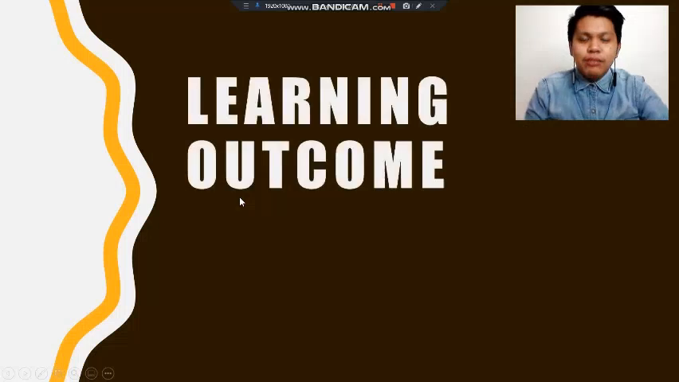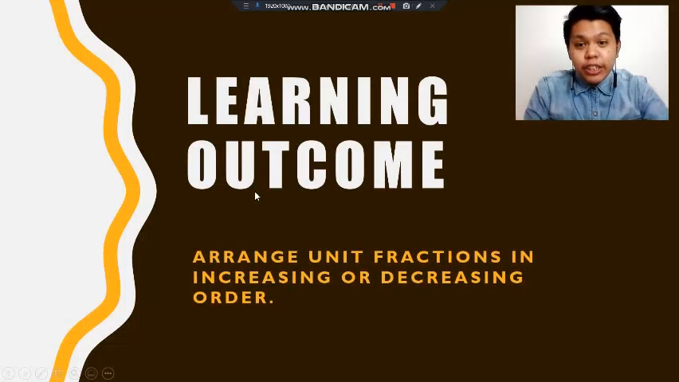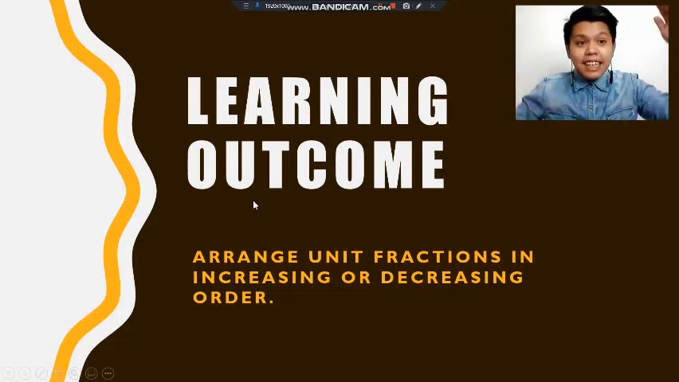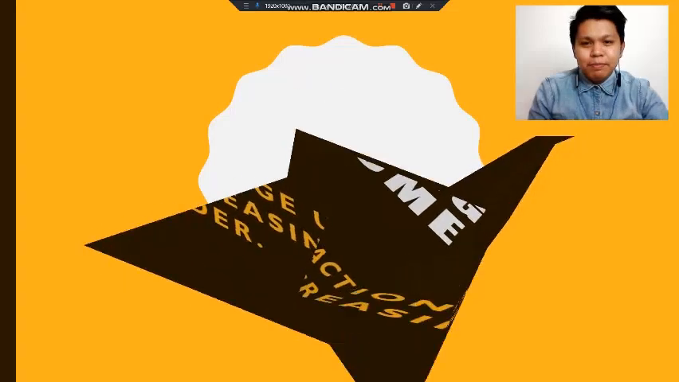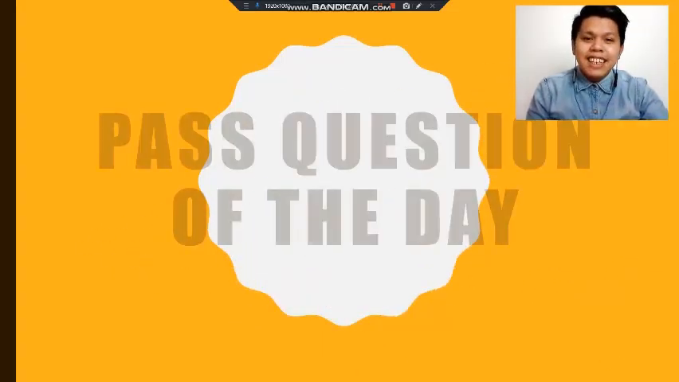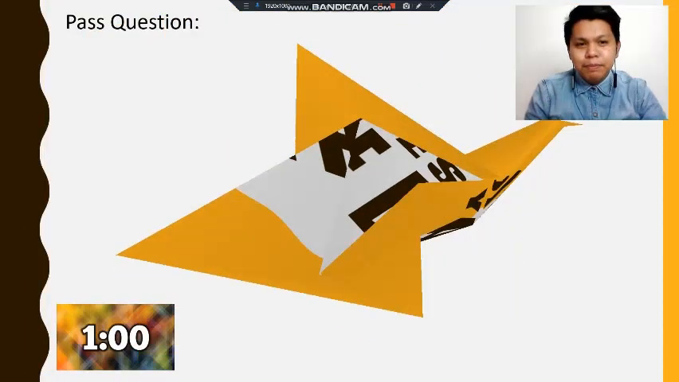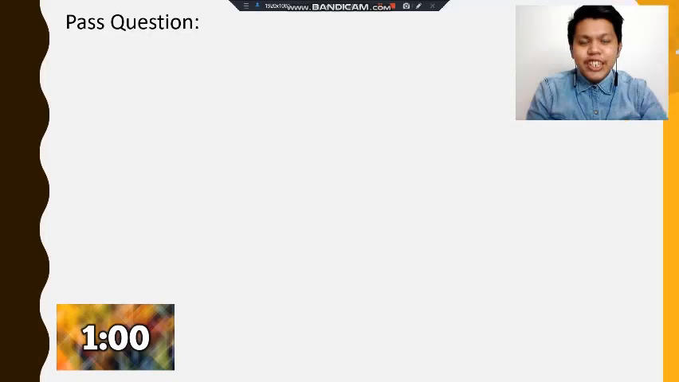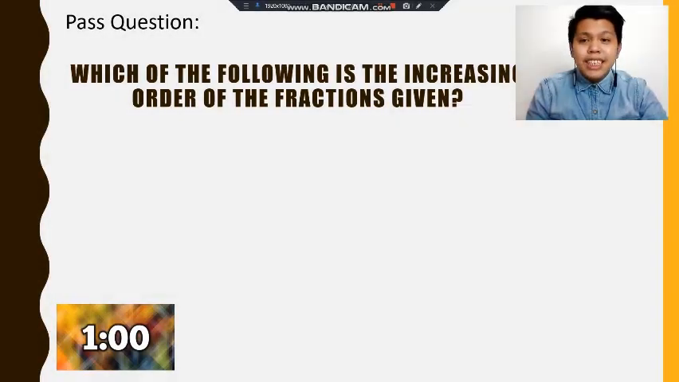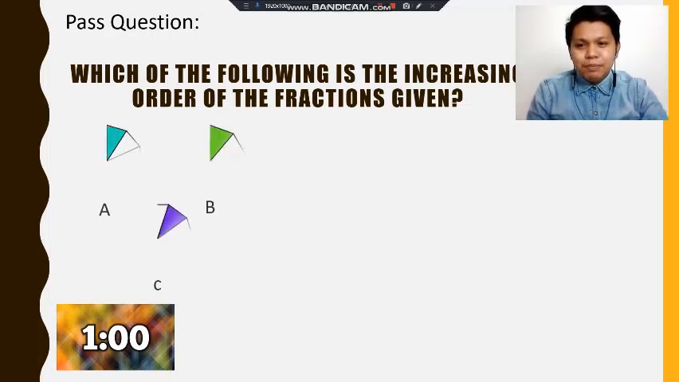Our learning outcome for today is to learn how to arrange unit fractions into increasing and decreasing order. But before that, let's have our past question of the day. Prepare your whiteboards. Here's our question. Which of the following is the increasing order of the fraction given?